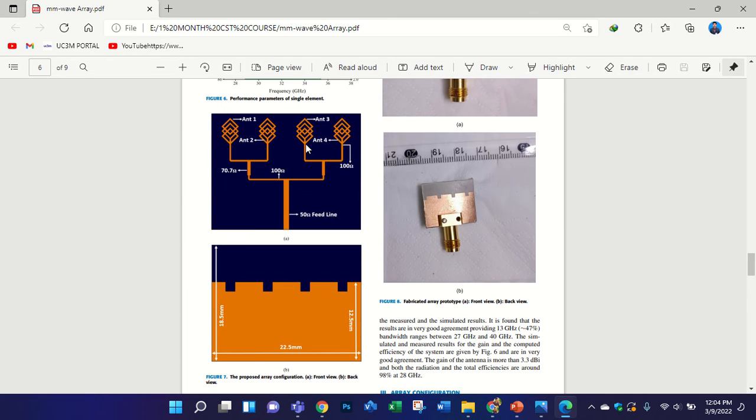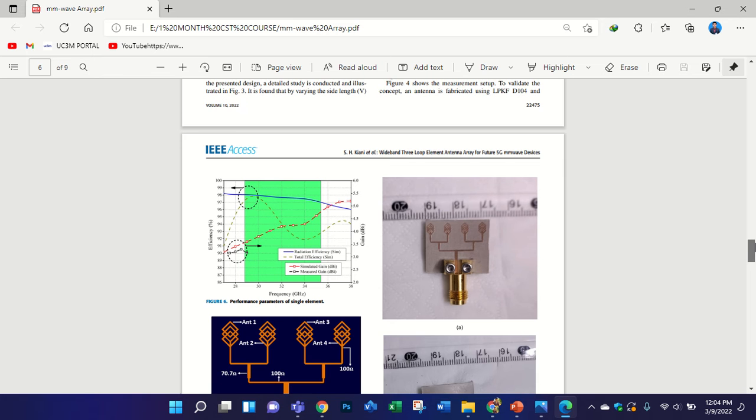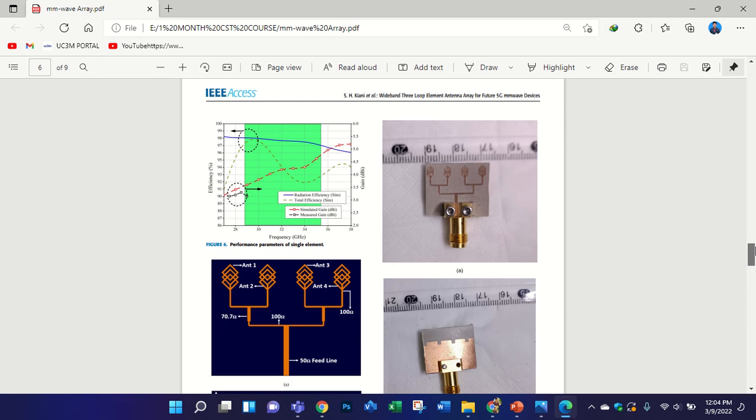They have converted the simple antenna into an antenna array, and there is a partial ground plane with some slots inside. They have also fabricated the design. This looks like Rogers 5880 with 0.25 millimeter thickness.